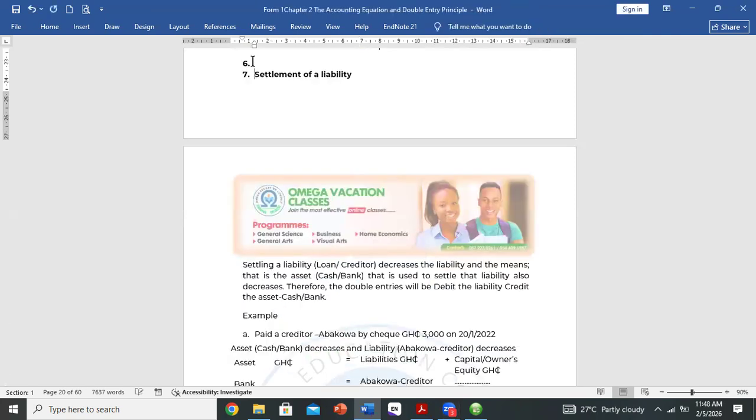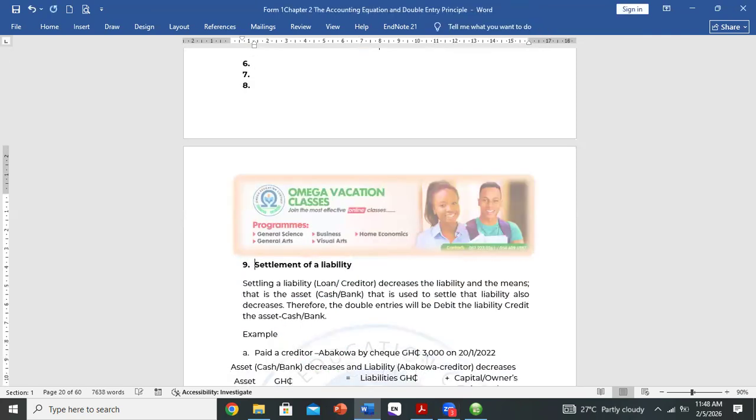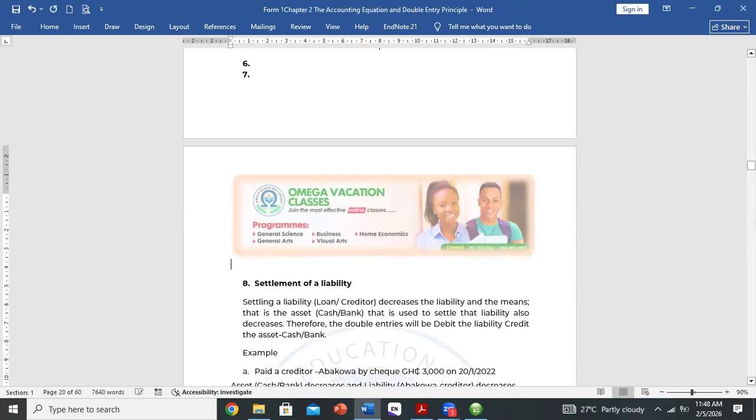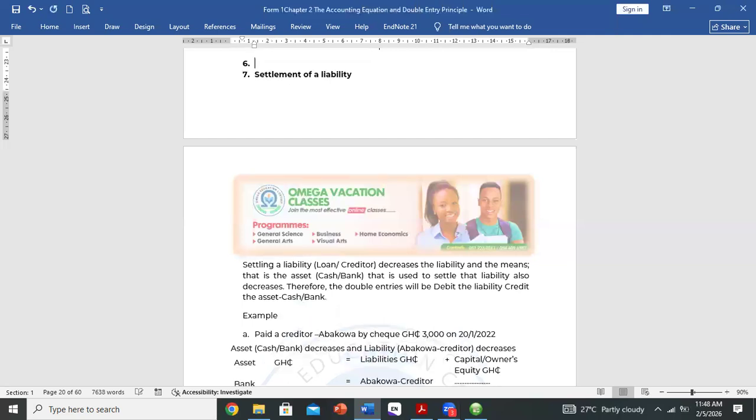And we all know a liability, right? A liability is a debt. So if you are settling a debt or a liability, what entries do you pass? That's what we want to look at.